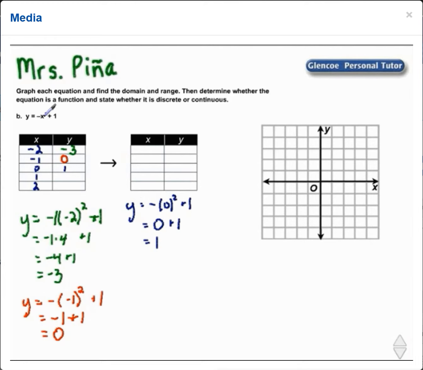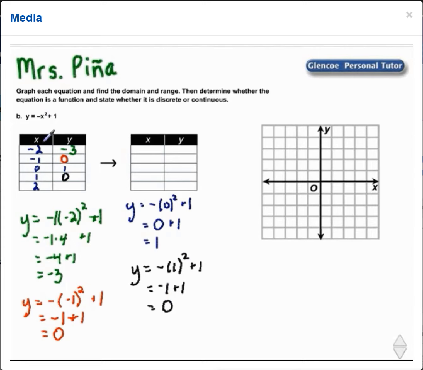The next number I'm going to put in is 1. Y equals, the negative gets recopied, put 1 in for x, square it, plus 1. 1 squared is 1 times 1, or 1. The opposite of that is -1, plus 1, and I get 0. If I put 1 in for x, I get 0 out for y.